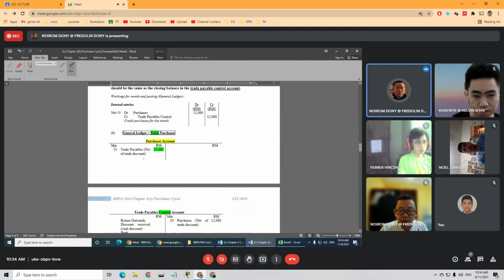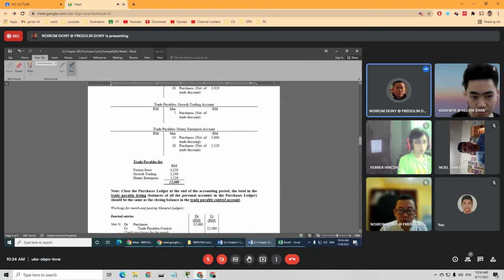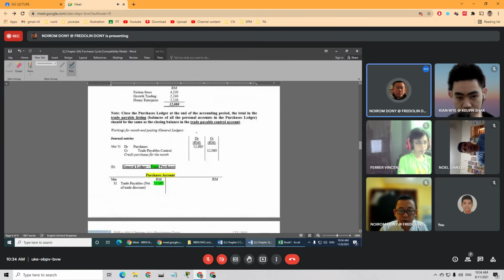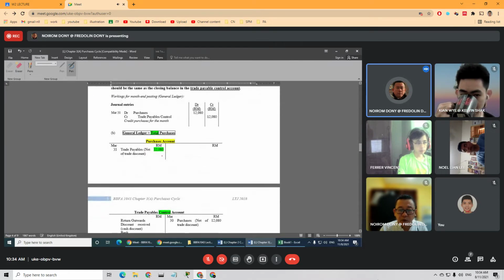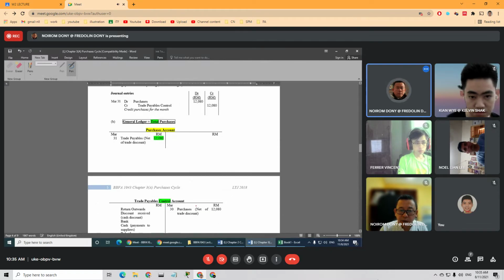That is why when we do the recording in the general ledger, we open a purchases account like what I've shown you just now, and we have the trade payable control account. So debit purchases account 12,080 and credit trade payable control account 12,080. We don't have this yet, so this one later.